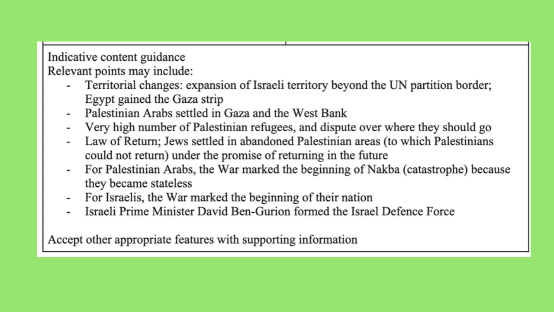Now, one consequence was territorial changes, so you can give some examples of this, such as Egypt gaining the Gaza Strip and the expansion of Israeli territory beyond the UN partition border. So yeah, you've taken your consequence, but you do need to explain it in a bit more detail to show that you've really thought of the significance and the impact of that consequence.